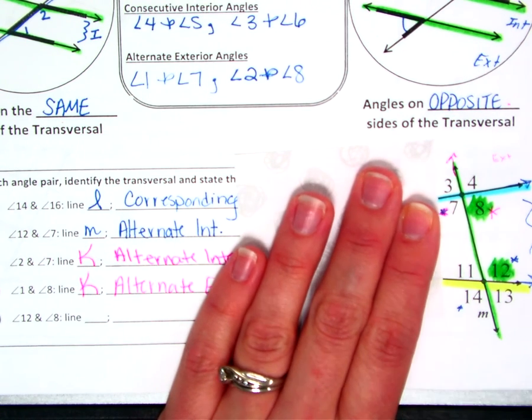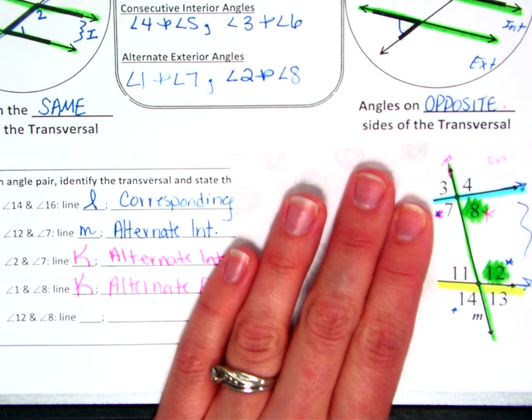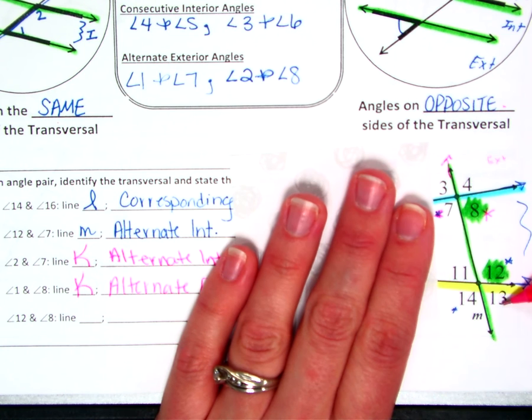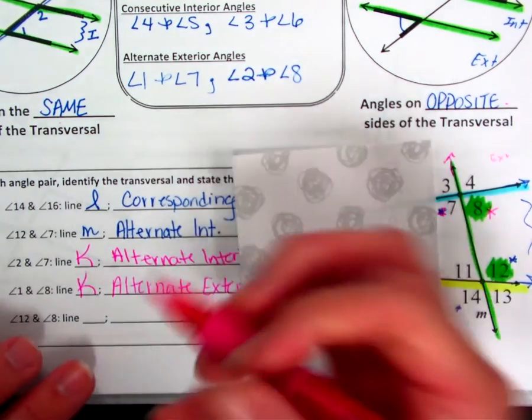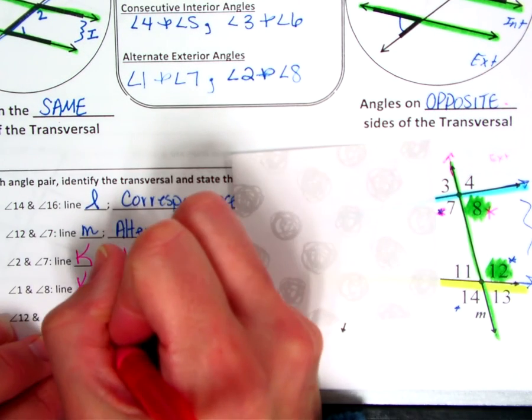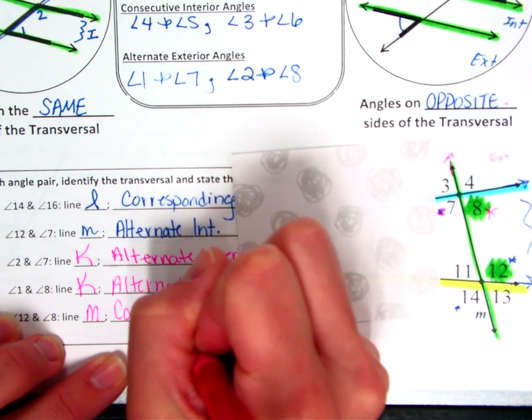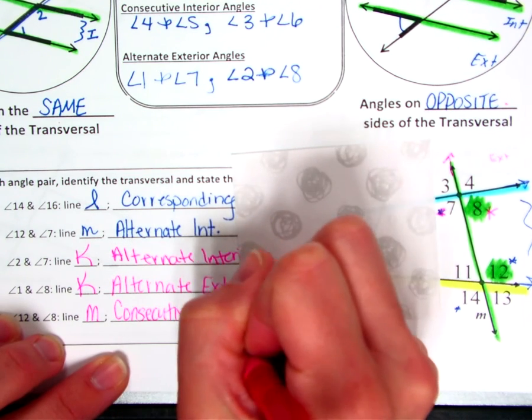So consecutive doesn't always have to be like 8, 9, 10, right? So 4, 8, 12, 13, are they back to back? Yes, there's no other angle in between them, so 8 and 12 are consecutive. So my transversal was line M. These are consecutive interior.